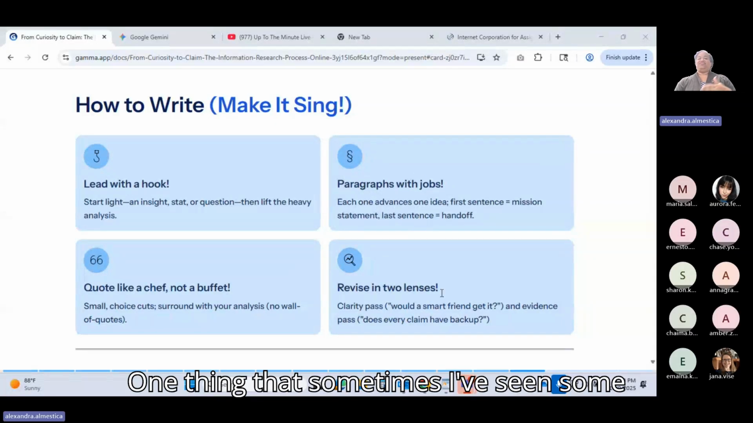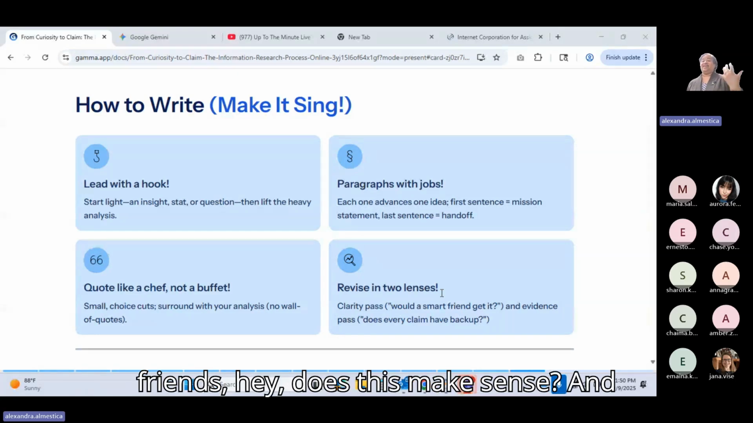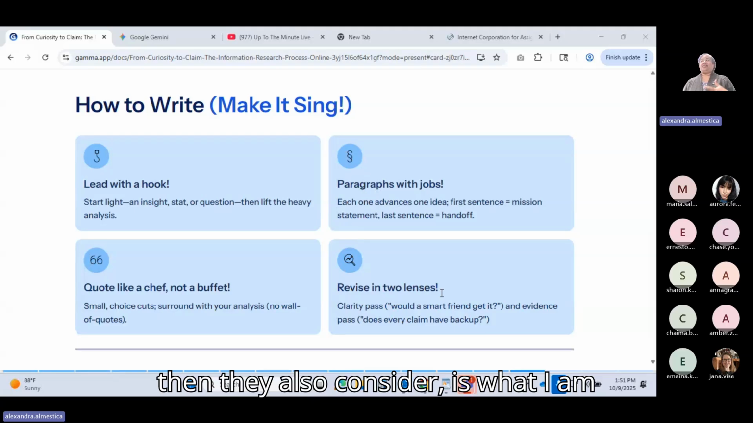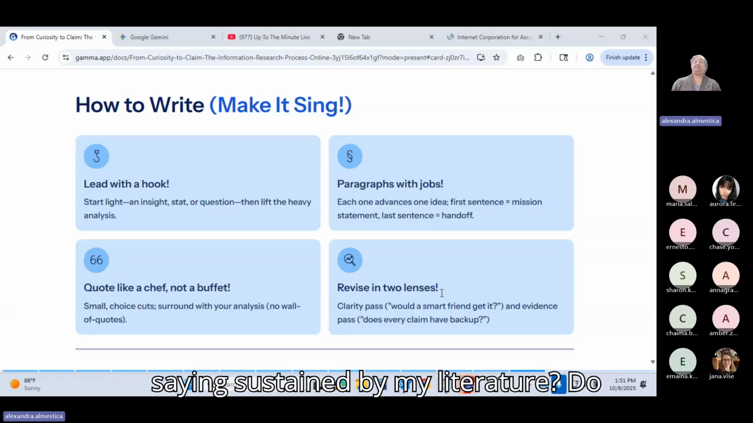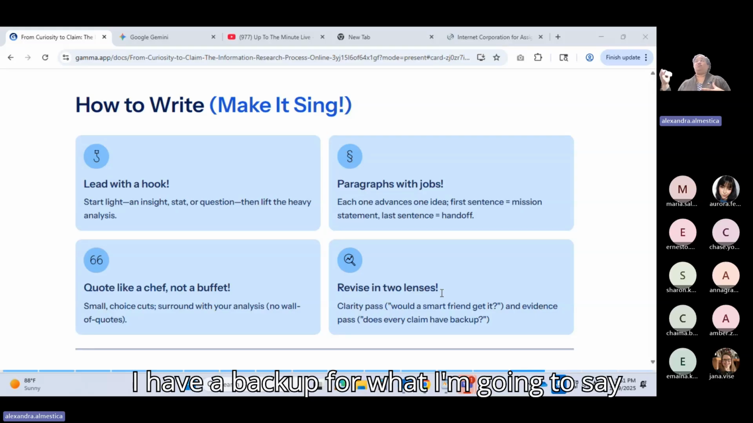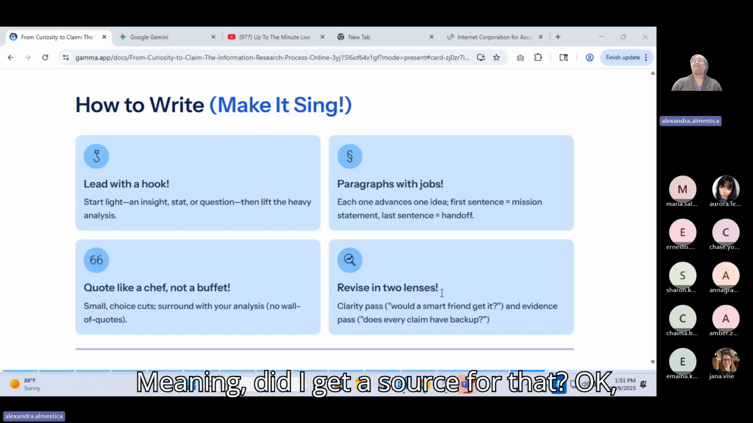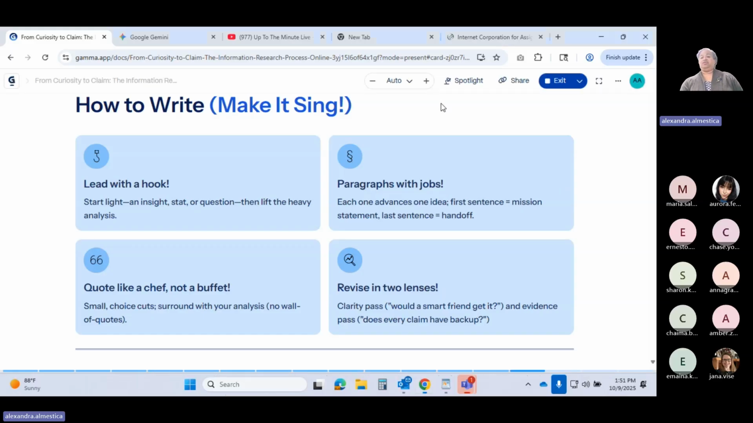And then one thing that I've seen some students do is that they ask their friends, "Hey, does this make sense?" And then they also consider, is what I am saying sustained by my literature? Do I have a backup for what I'm going to say in my presentation or in my paper? Meaning, did I get a source for that? Okay.